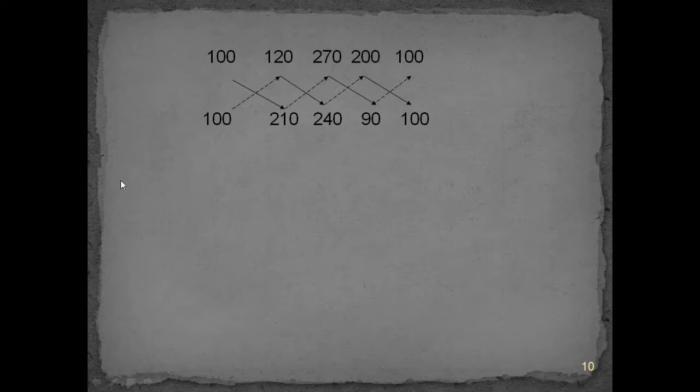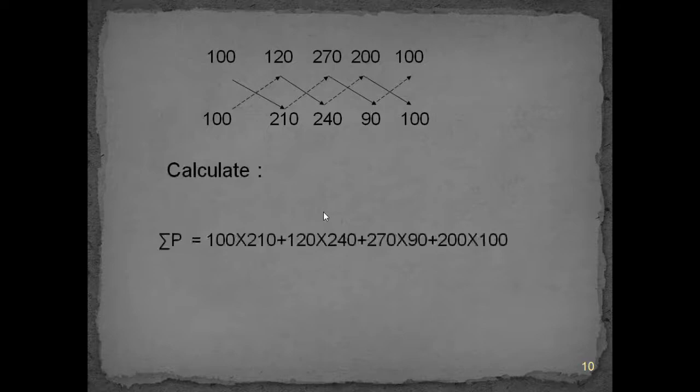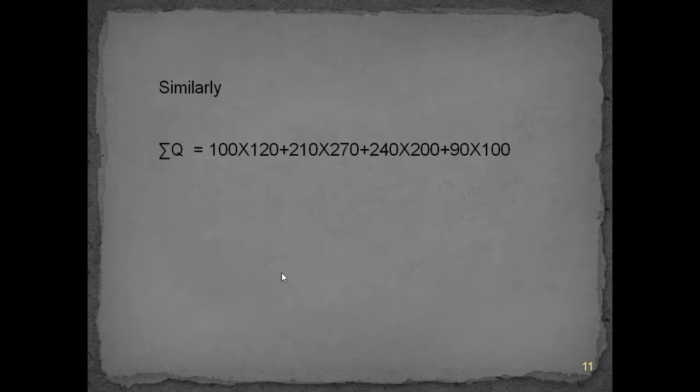Now you have to sum up the products: 100 into 210 plus 120 into 240 plus 270 into 90 plus 200 into 100. You add, and you get around 94,100. Similarly 100 into 120 plus 210 into 270 plus 240 into 200 plus 90 into 100. So you are getting 1,25,700.